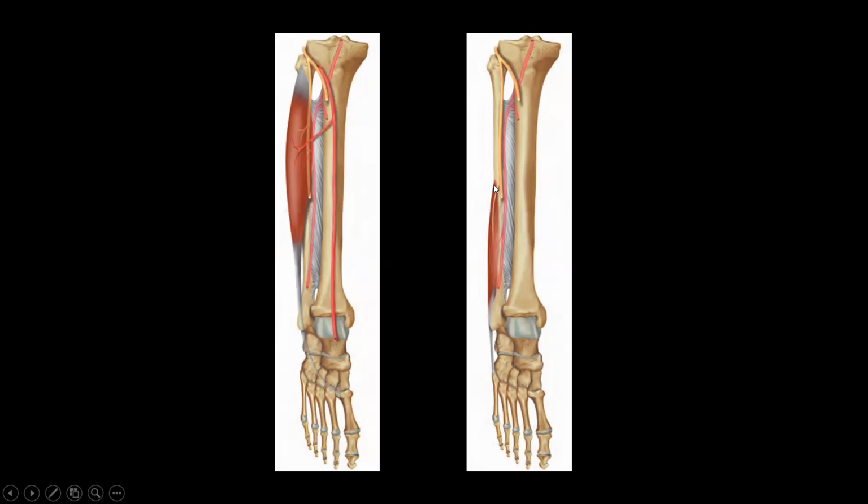Then we have peroneus brevis, which originates lower down from fibula. It traverses again posterior to the lateral malleolus, deep to the peroneus longus. So peroneus brevis is deep, peroneus longus is superficial, and it attaches over the base of 5th metatarsal. So this is the site where peroneus brevis attaches, and this is the site which is often involved by avulsion fractures in cases of inversion sprain.